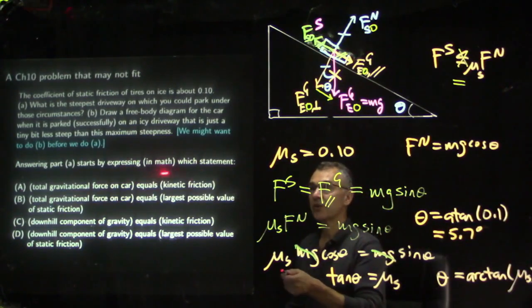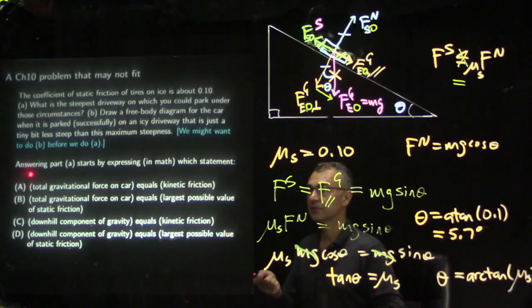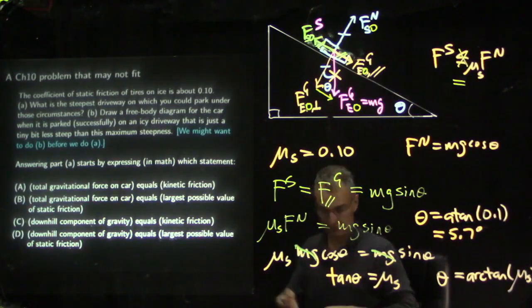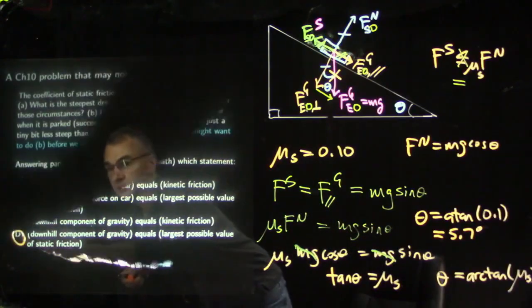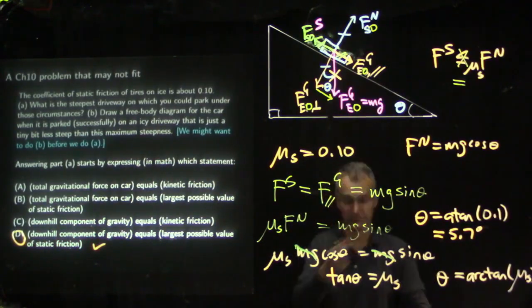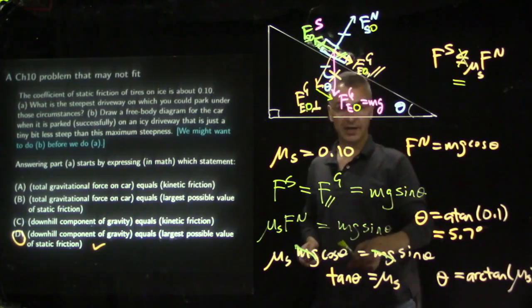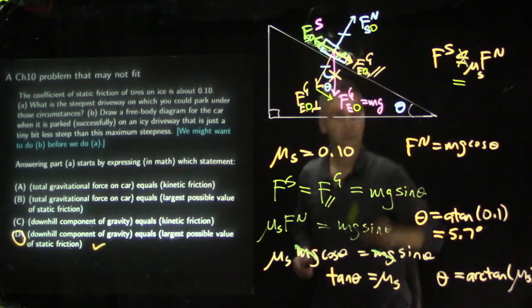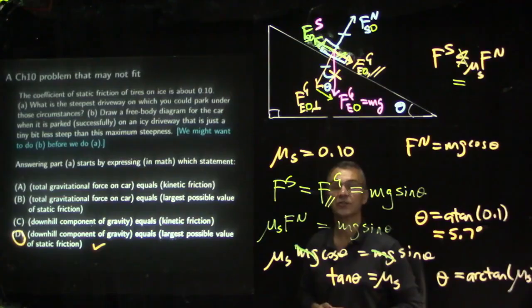Answering part A starts by expressing in math which statement? The total gravitational force, no. The downhill component of gravity equals the largest possible value of static friction. Yes, exactly. That's what we wrote. The downhill component of gravity has to equal the largest possible value of static friction right at this limiting case.